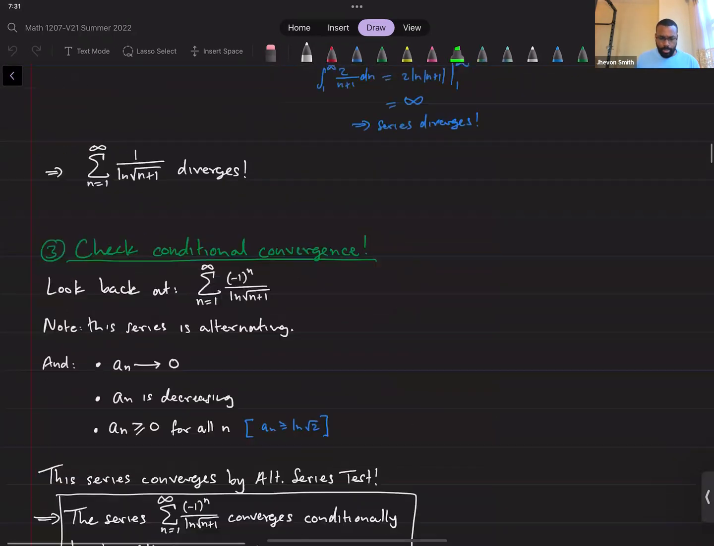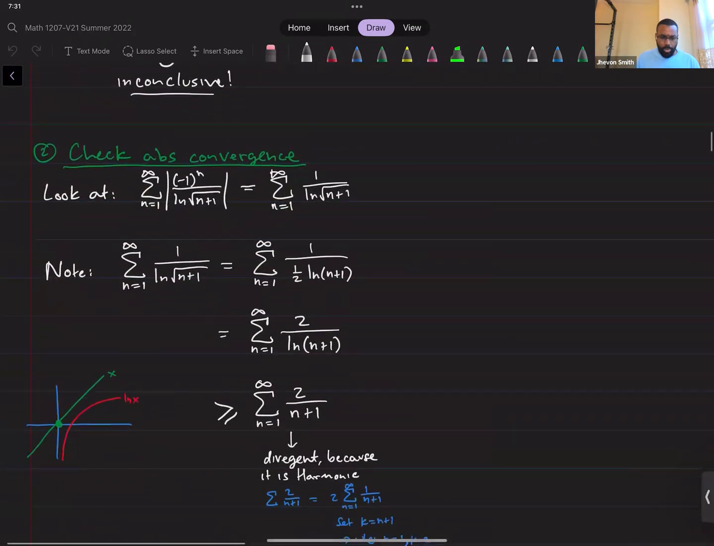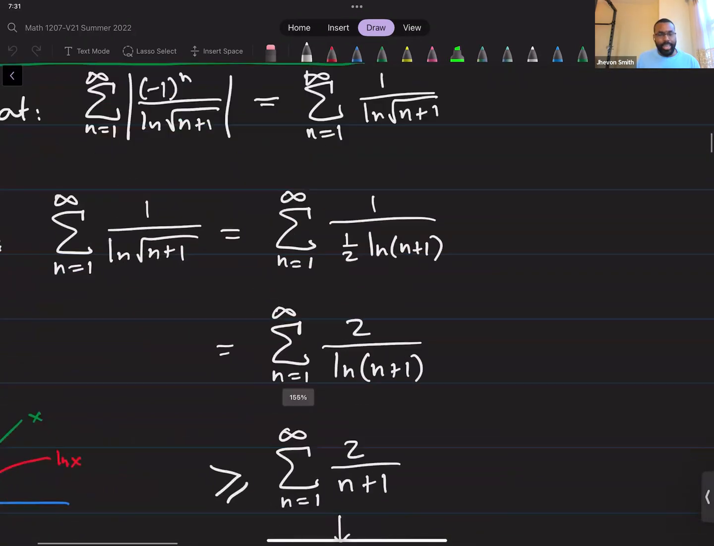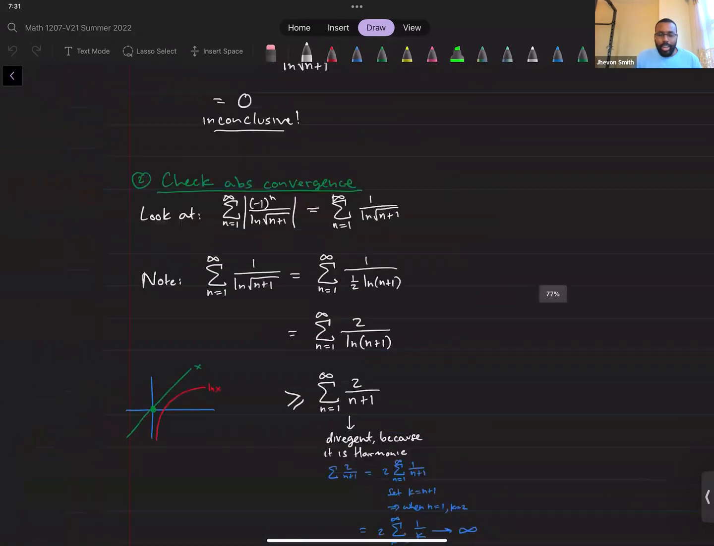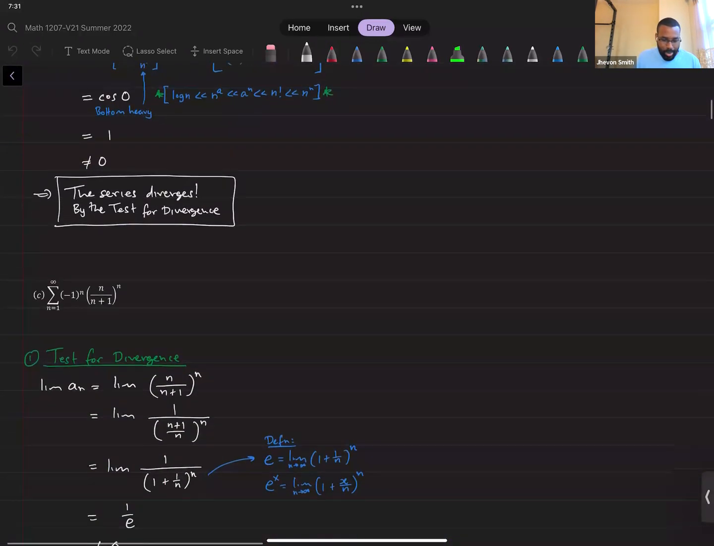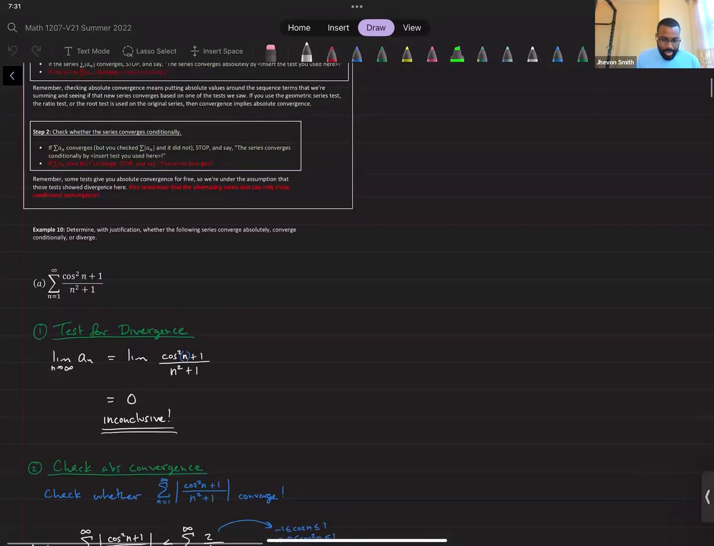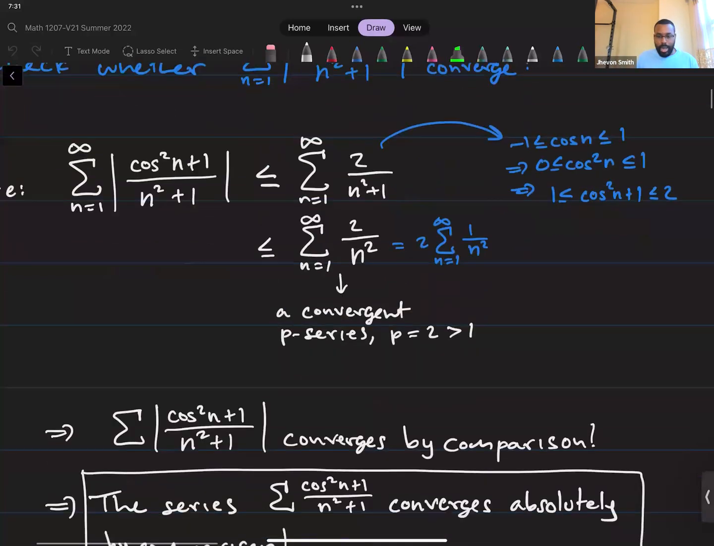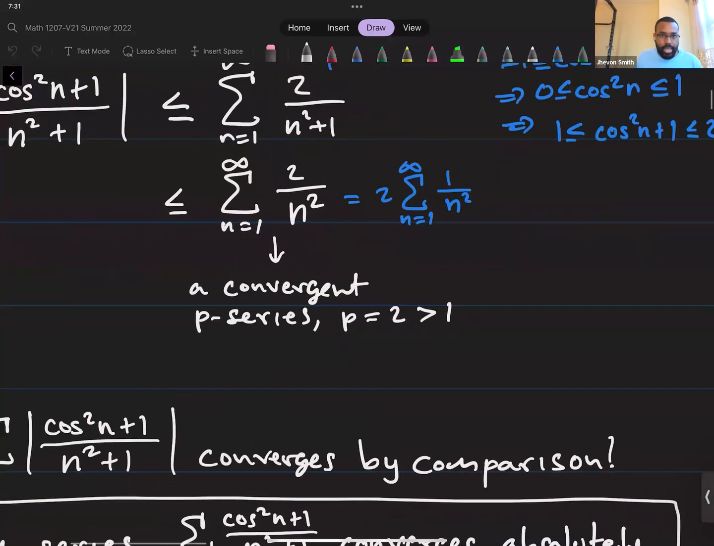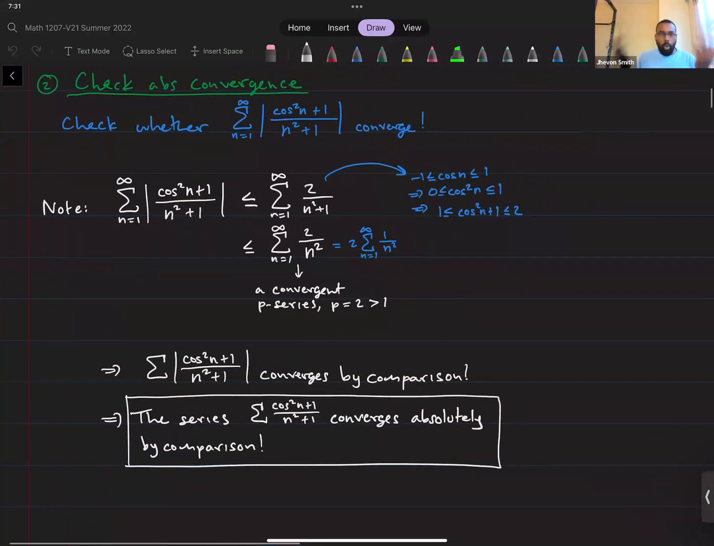Over here, when I had this, why did I know to rewrite the ln and then replace it with a polynomial to get an inequality? Why would I even try that? How would I know to try that? Or here, why would I think to replace the cosine with a 1, do this inequality and get a comparison? How would I know that I actually wanted to get a p-series to compare this thing to? Why would I think of this?